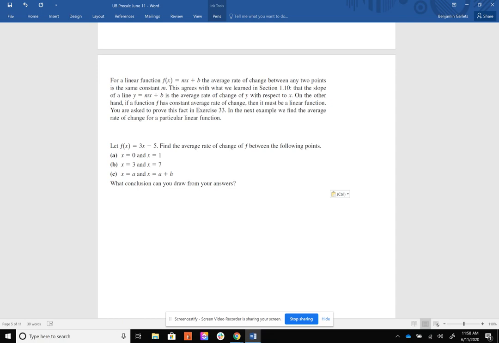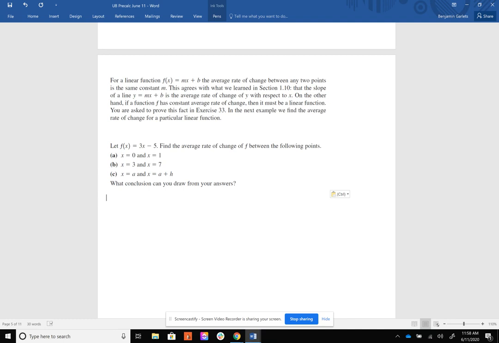This is really foundational as we move into calculus topics, or just looking at rate of change for any function. So for a linear function, f of x equals mx plus b, the average rate of change between any 2 points is the same constant m. So it's telling us that it is constant, but we're going to explore it.